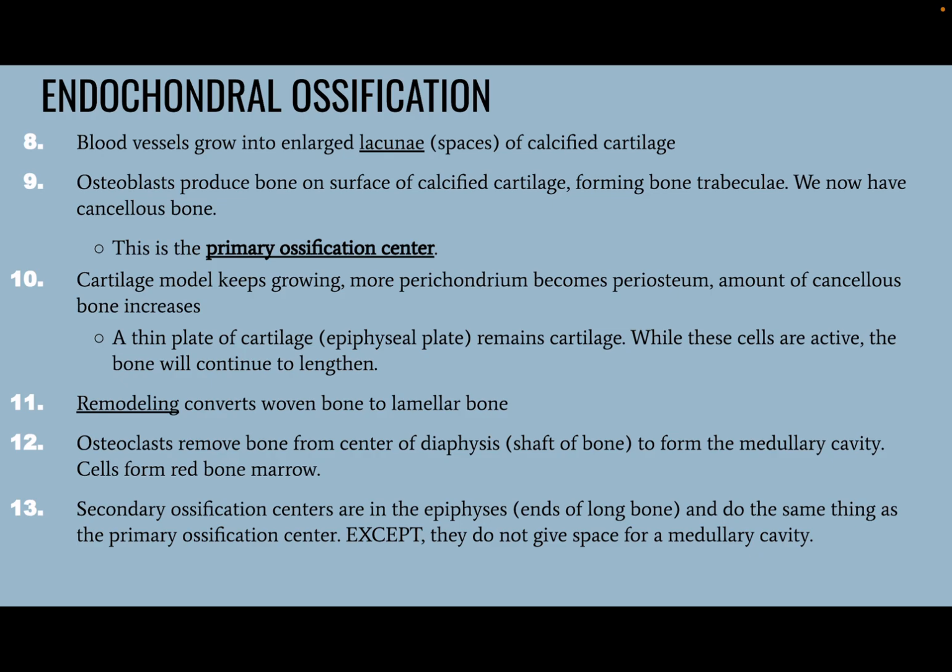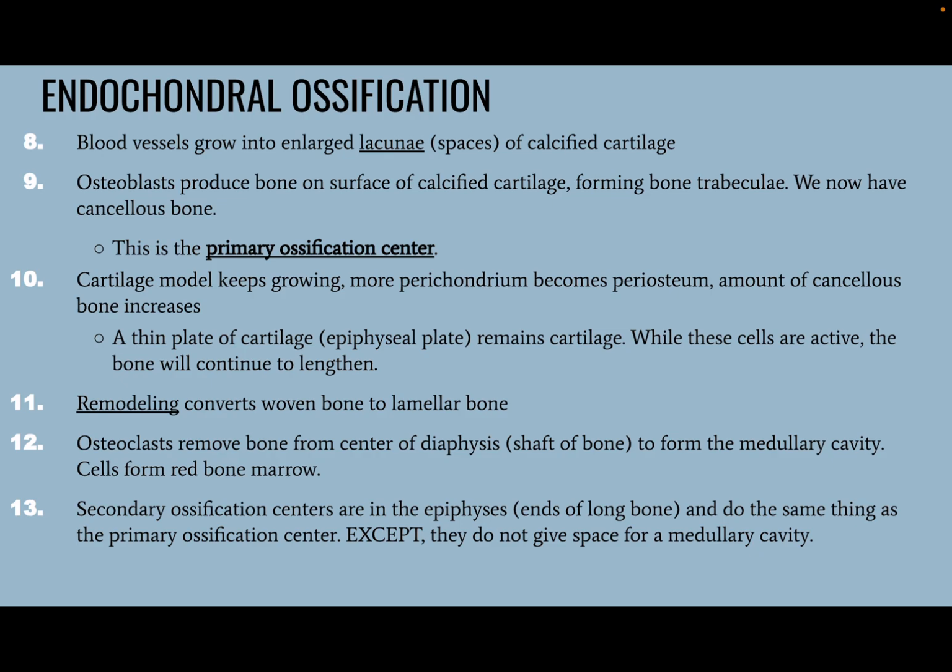The cartilage keeps growing and growing and growing, and more of the perichondrium becomes periosteum, and I'm producing more and more cancellous bone. And then I end up with this plate of cartilage called the epiphyseal plate. Okay, and remember that's where our long bone is going to get longer or lengthen.